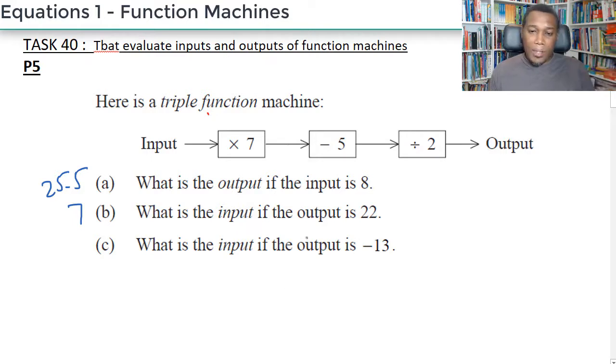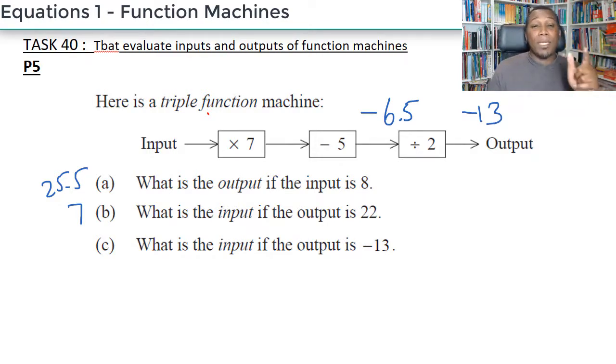And then for C, what is the input if the output is minus 13? Minus 13 divided by 2. Oh, seriously, sir? Yeah, minus 6.5 is what you want. Then you need, so, whoa. What did I do wrong there? Oh my goodness, yeah. And that is a big mistake that a lot of people make with questions like this.